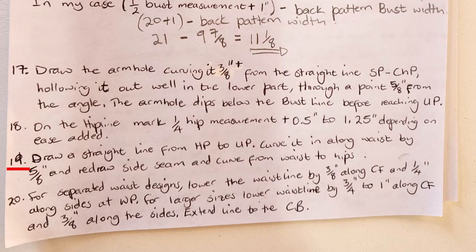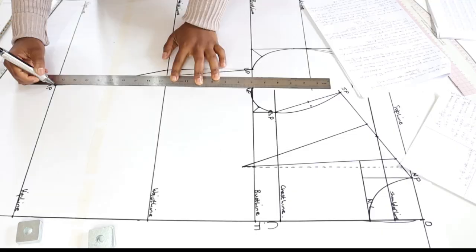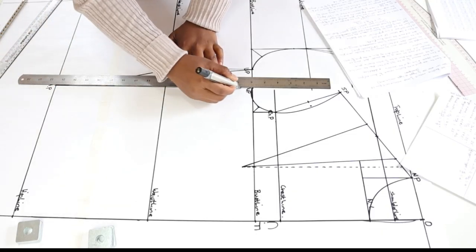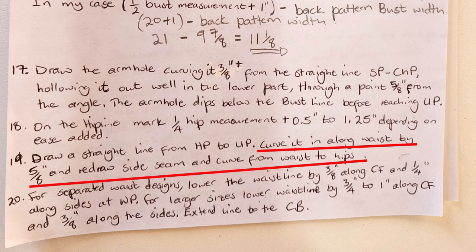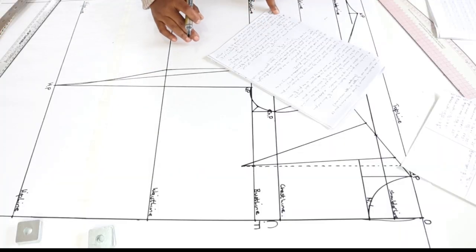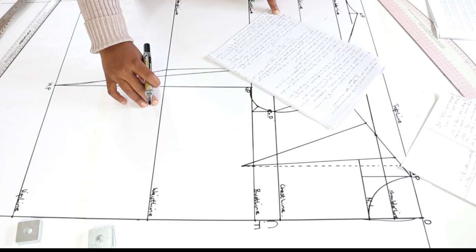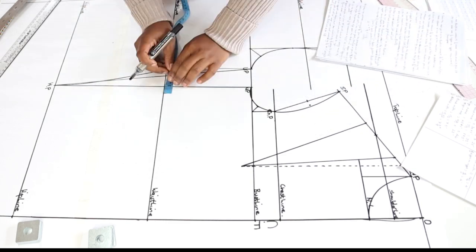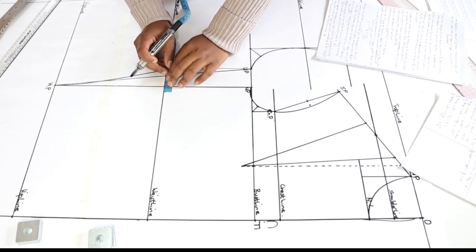Next, it says we are going to draw a straight line from HP up to UP. So we draw the straight line like so. And then next it says hollow it along the waist by 5/8 of an inch and then redraw the side seam and the curve from the waist up to the hips, just like we did on the back. So now we are going to measure inwards 5/8 of an inch on the front.